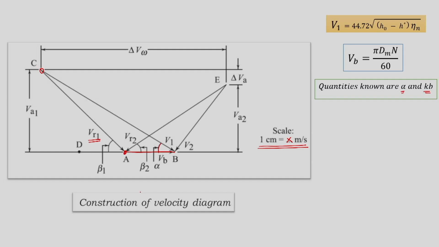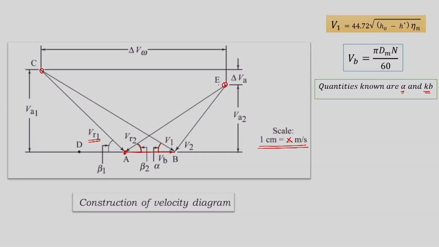Further, we know there is a factor which is KB. From that we can know VR2, and we also know the blades are symmetric, so we know beta 1 and beta 2. Once we know beta 2, we will draw the second line and reduce VR2 by a magnitude which is a factor of KB. So we would find point E. Then we can connect point E with point B and find V2, and thus we would have completed our velocity triangles.